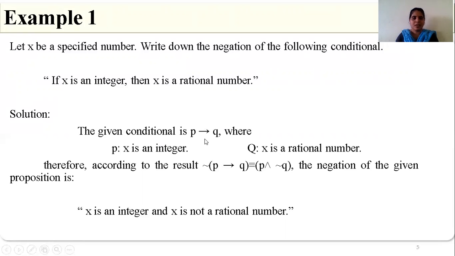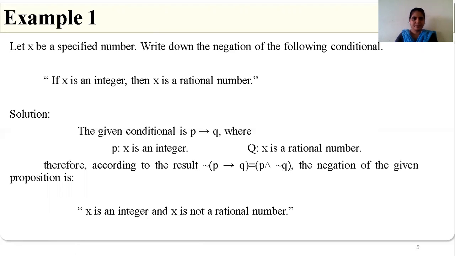According to the negation rule for the conditional, we know that negation of P implies Q is logically equivalent to P and negation of Q. So we can write the negation form as: X is an integer and X is not a rational number. This is the negation for the given implication, that is, if X is an integer then X is a rational number.